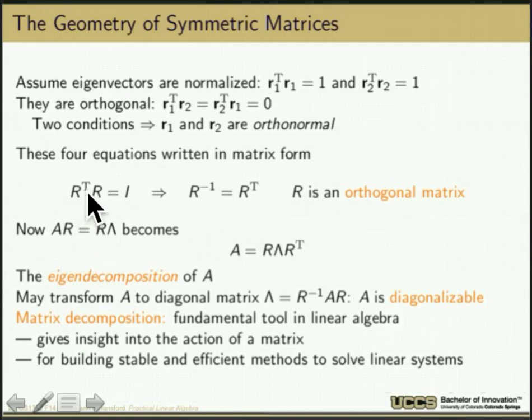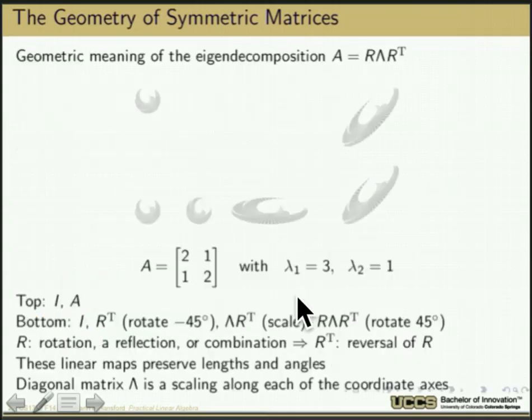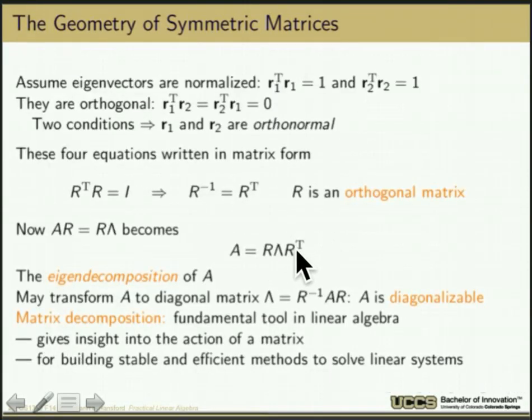Since we now know what the inverse is, I can post-multiply our previous equation, A R equals R Lambda, by R transpose, and I'll get that A is equal to R Lambda R transpose, which is what we call the eigen decomposition of A. Basically, this says that the eigenvectors, those directions where things are fixed, can transform A into a diagonal matrix, where we can see this now as R inverse A R, and A is diagonalizable. So any symmetric matrix that comes out of this is diagonalizable.